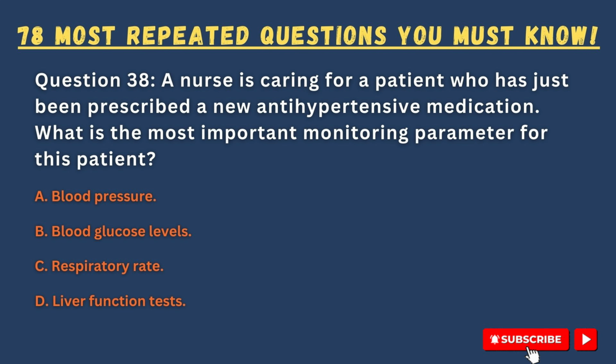Question 38. A nurse is caring for a patient who has just been prescribed a new antihypertensive medication. What is the most important monitoring parameter for this patient? A. Blood pressure. B. Blood glucose levels. C. Respiratory rate. D. Liver function tests.